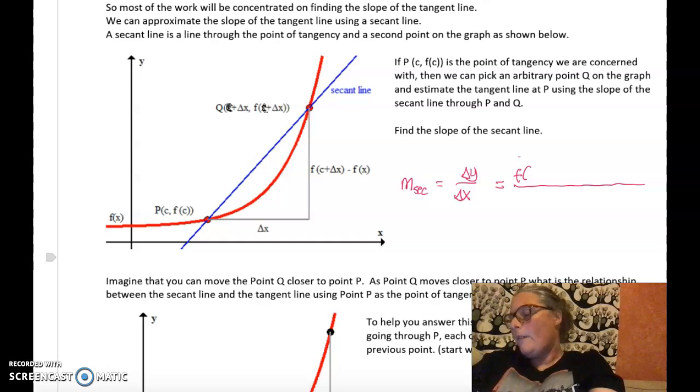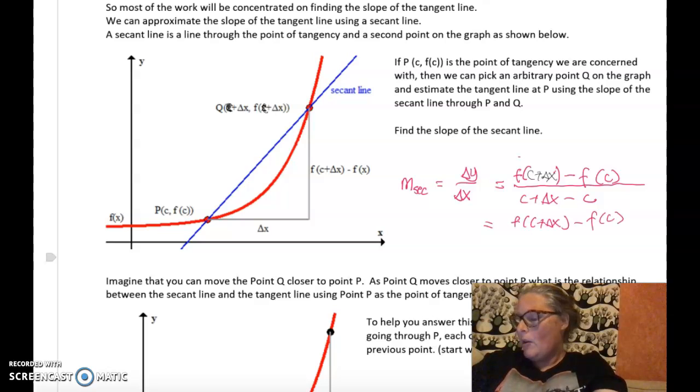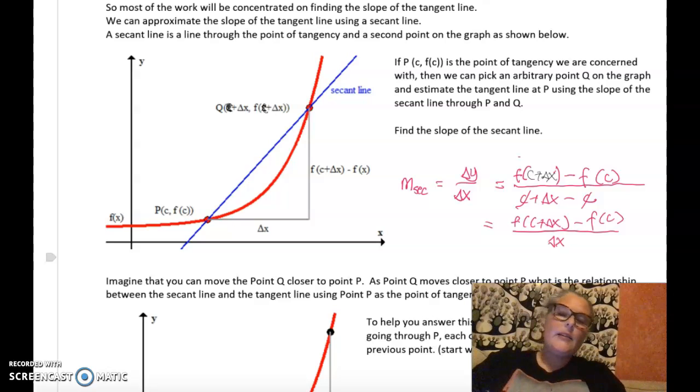So it's going to be f of C plus delta x minus f of C over C plus delta x minus C. So I'm changing, it's the change in y, so I'm subtracting the two y values and then subtracting the two x values, which then becomes f of C plus delta x minus f of C over, and the two c's in the denominator cancel out, we get delta x for the slope of the secant there.